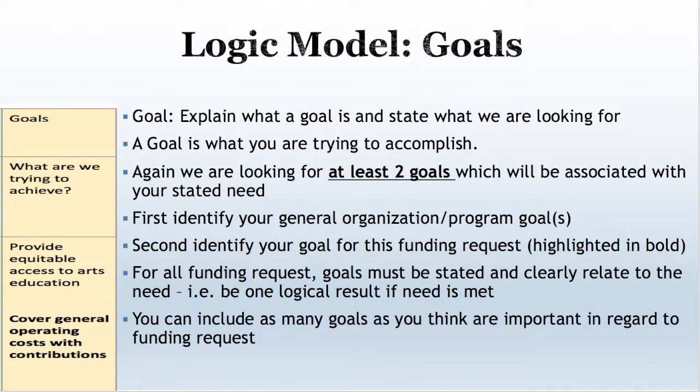Next, you identify your goals, and your goals are, what are you trying to achieve? So in keeping with the societal need example, your stated goal in relation to that is provide equitable access to arts education. In regard to the funding request example, our stated goal is cover general operating costs with our contributions. Again, if this is for unrestricted funding, your goal should be directly related to the need that you have identified previously.